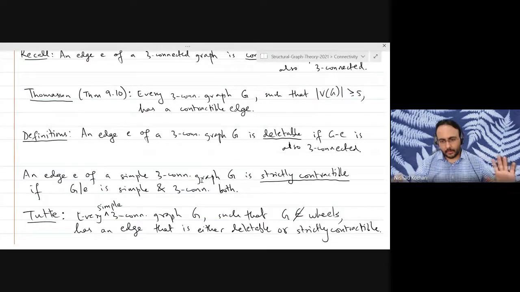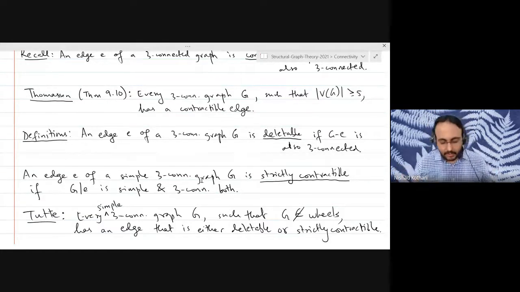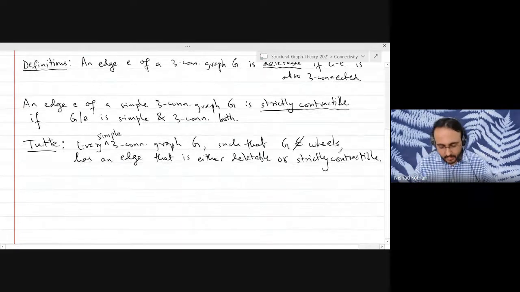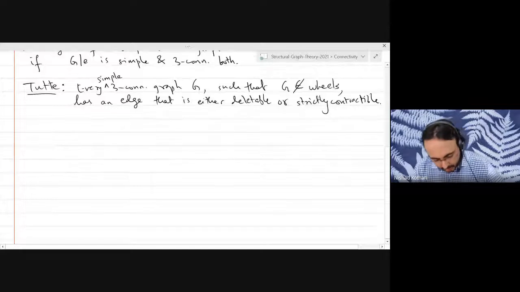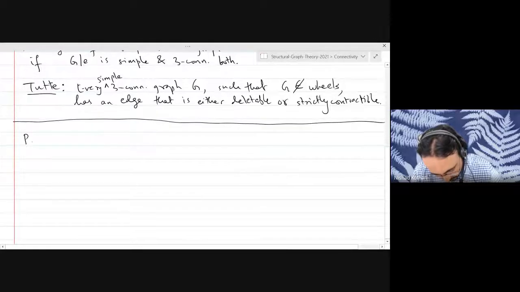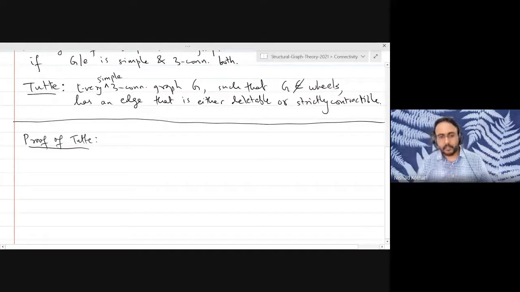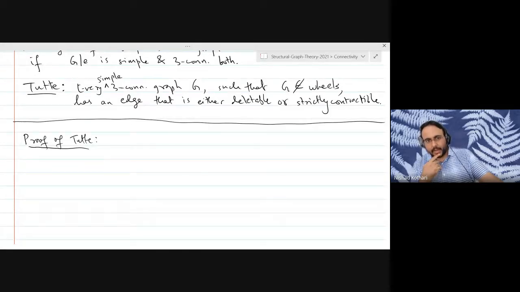Okay. So please keep all the definitions in mind. I'm using these definitions so that I don't have to say long statements again and again. Okay. Good. So now our next goal is to prove Tutte's theorem. Okay. So how do we prove a statement like this?